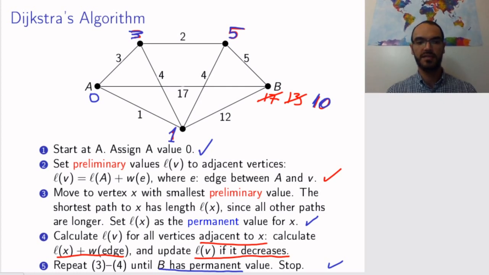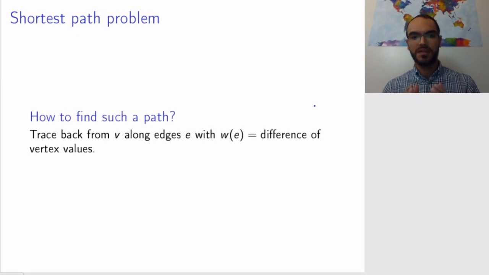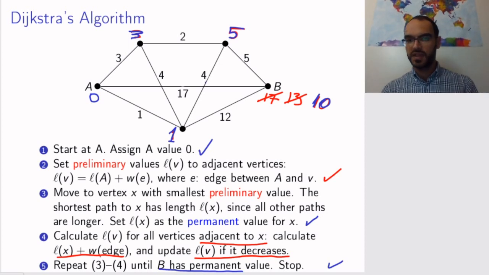So now I know that the shortest path from A to B has length 10. But the algorithm has not produced a path. Maybe you can see it for this small graph, but in general, I don't know which path to go. So how do I find the shortest path? Well, the answer is you trace back from B, along edges whose weight is the difference of vertex value. So let me explain. Here I start at B.